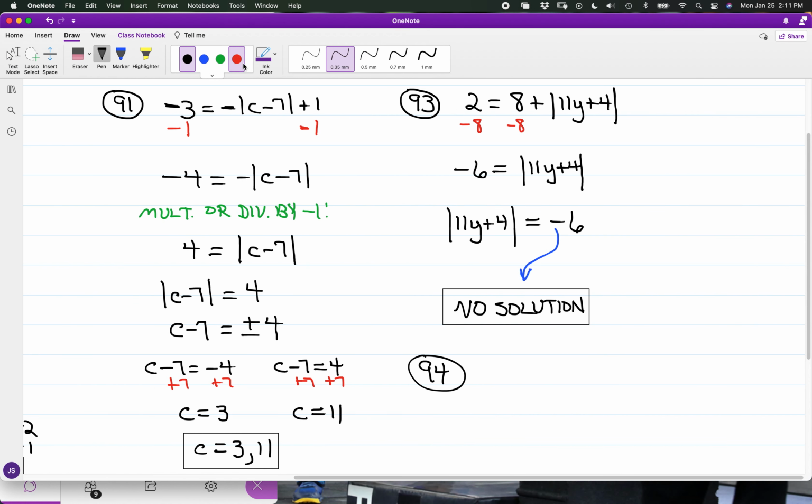So in other words, here k cannot be negative. If I had a +6, I would have the ability to follow through.